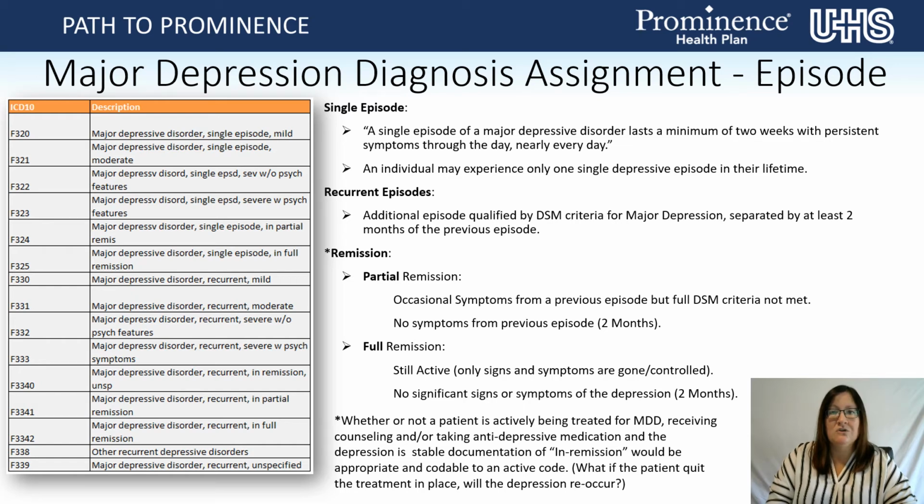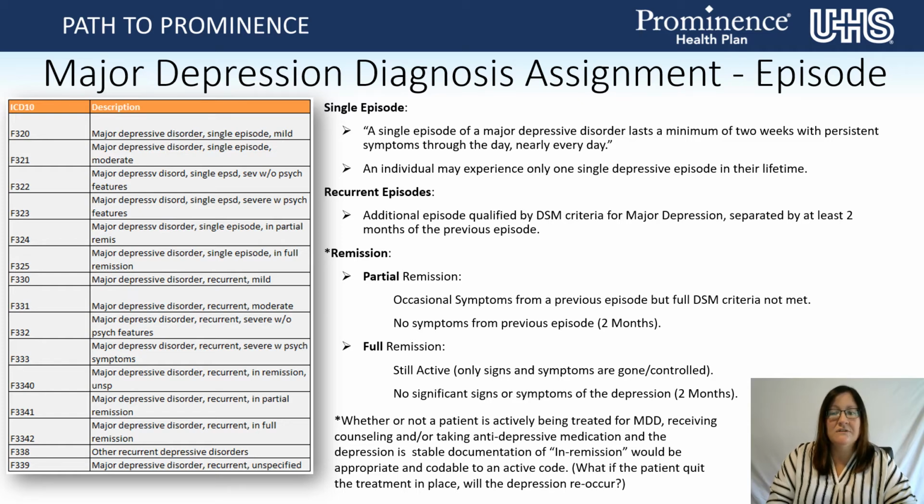So partial remission is occasional symptoms from a previous episode are in remission, but the full DSM-IV criteria is not met. No symptoms from the previous episode for 2 months. Full remission is still active. Only the signs and the symptoms are gone or controlled. There's no significant signs or symptoms of the depression for 2 months.